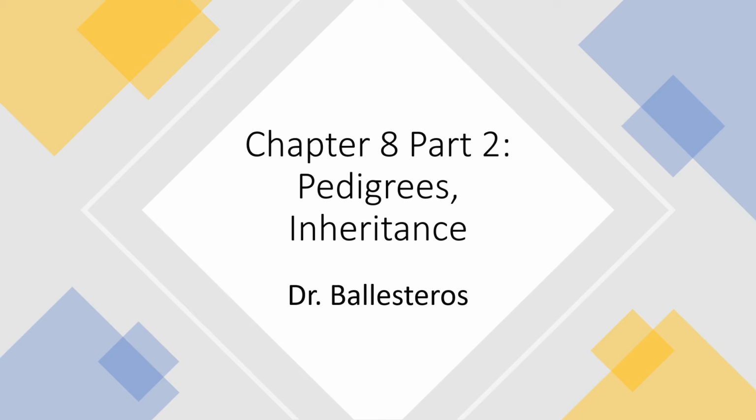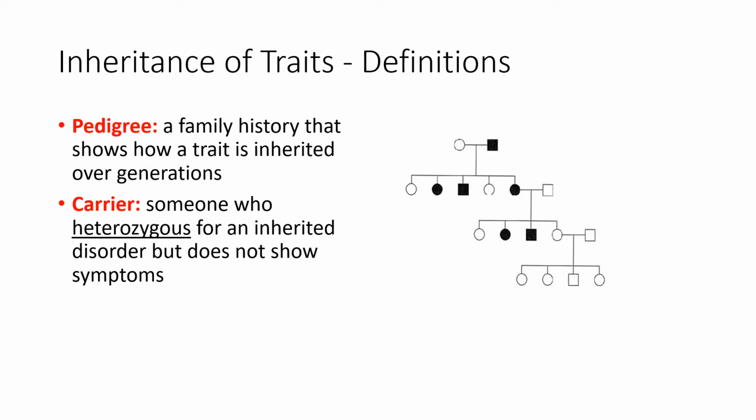So this is chapter 8, part 2 of genetics. We're going to look at pedigrees as well as inheritance. Not like money, but another type of inheritance. So what is a pedigree? A pedigree is a way to depict a family history, and it shows how a trait can be inherited over generations. On the right side, you see an example of a pedigree, and we'll get into more detail, like what it means, etc., in a few slides.